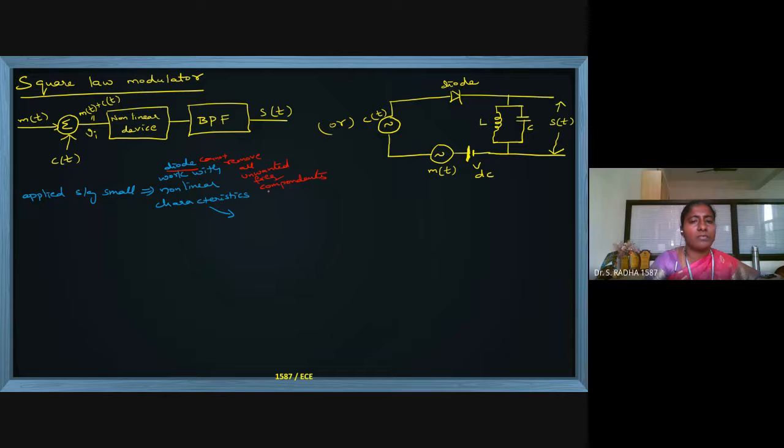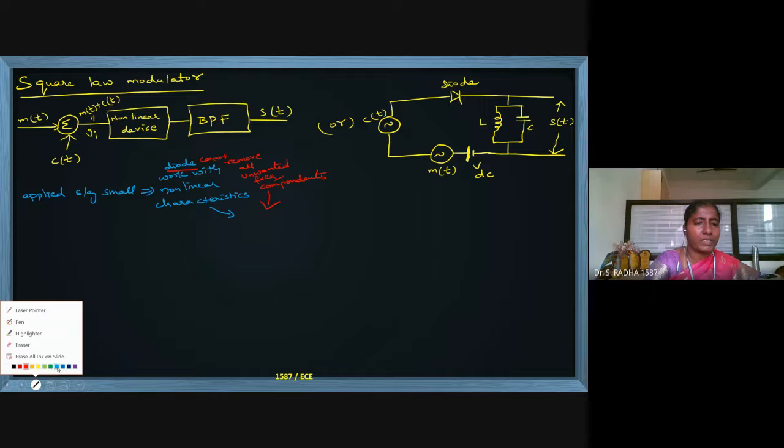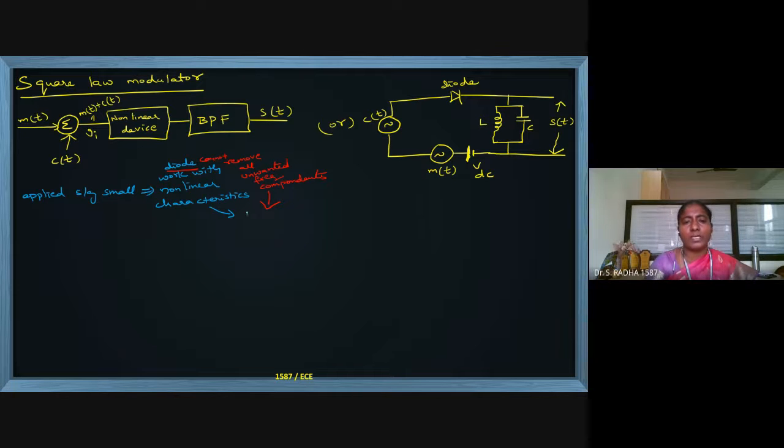That's the reason we are going for a band pass filter. What this band pass filter will do is remove the second integral term. So the higher frequencies are removed.